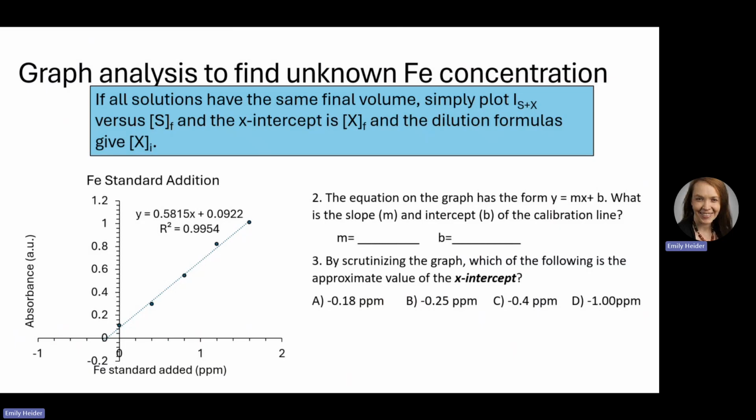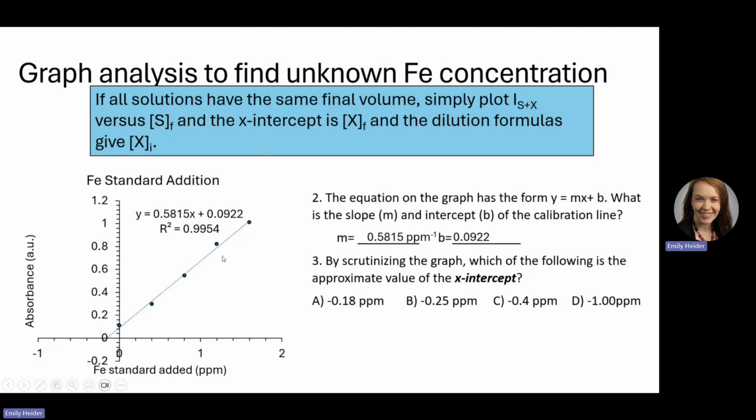Let's say we tried to measure iron through standard addition. We prepared our calibration flasks, each of which had our unknown added to it. And then we fit this equation to a line. And if we look at the equation for the line, the slope m is 0.5815 and the intercept b is 0.0922.